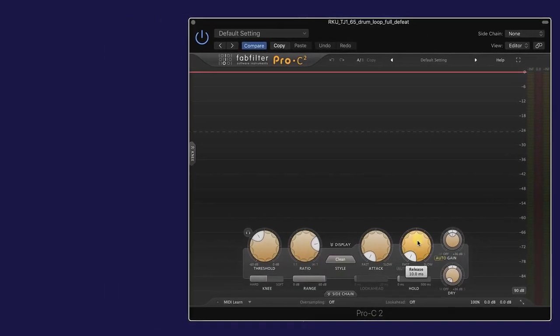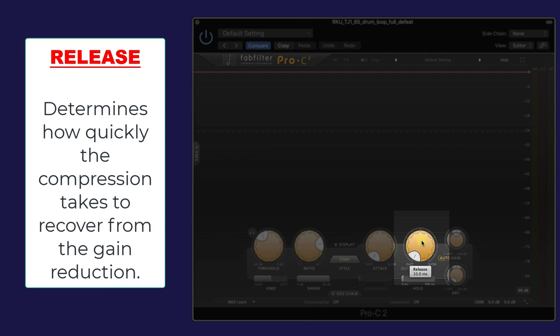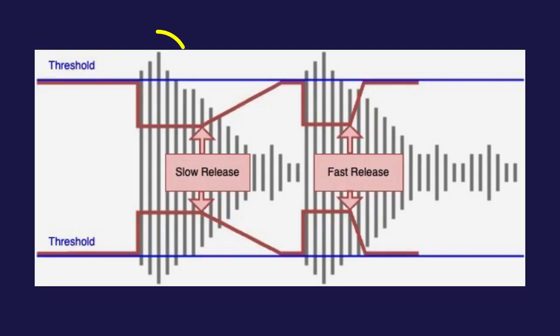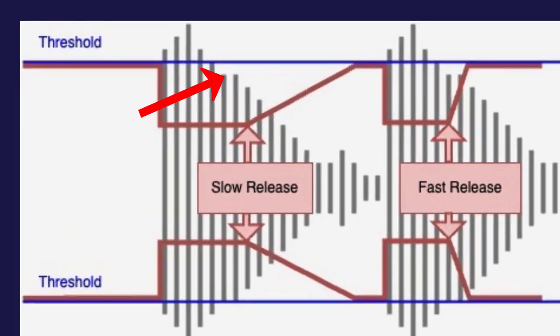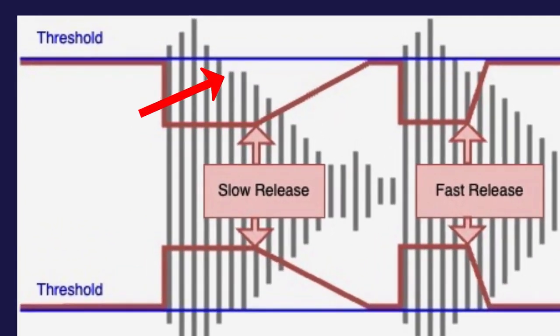And now let's get on to release. Release is basically how quickly or how slowly it comes from being compressed back to non-compressed. So the transient goes above the threshold, and then as soon as that transient level drops under the threshold, how quickly or how slowly does the compression then return to uncompressed.